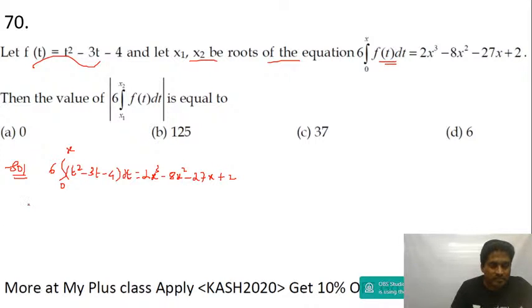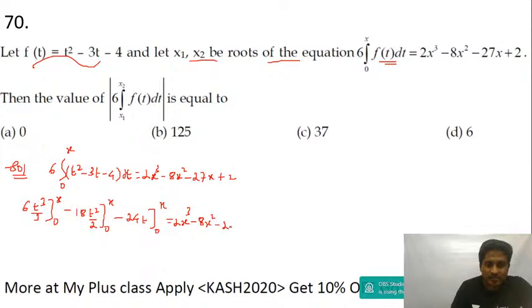Now, 6 times the integration of t square is t cube by 3, between the limits 0 to x. And then this is 18. If you open the bracket, it is 18 times the integration of t, which is t square by 2, between the limits 0 to x, minus 6 fours are 24 times the integration of dt, which is t, between the limits 0 to x.